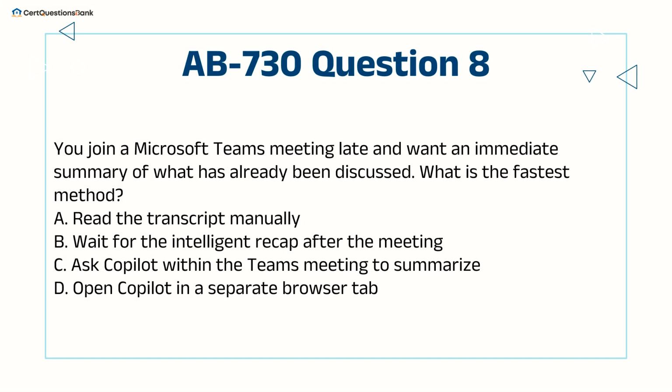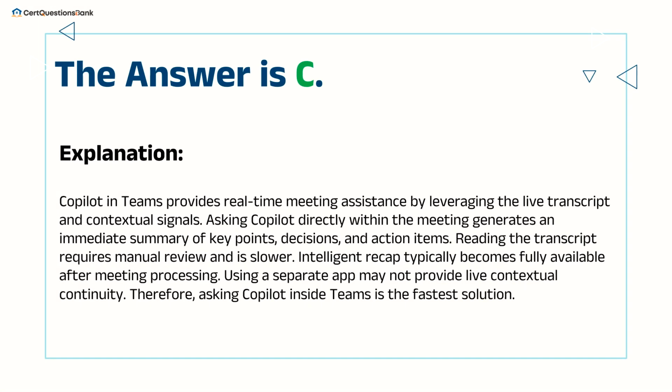You join a Microsoft Teams meeting late and want an immediate summary of what has already been discussed. What is the fastest method? A. Read the transcript manually. B. Wait for the intelligent recap after the meeting. C. Ask Copilot within the Teams meeting to summarize. D. Open Copilot in a separate browser tab. The answer is C.